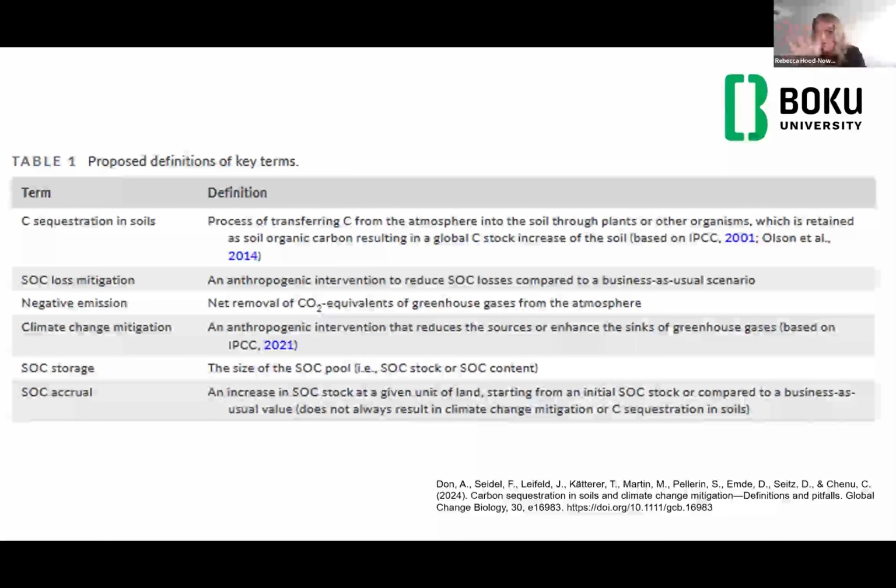So here it's just for you to have a nice set of definitions of carbon sequestration, carbon storage, and carbon accrual. It's not as though I expect you to know them, but it's just nice to have so everybody's on the same page with these definitions.